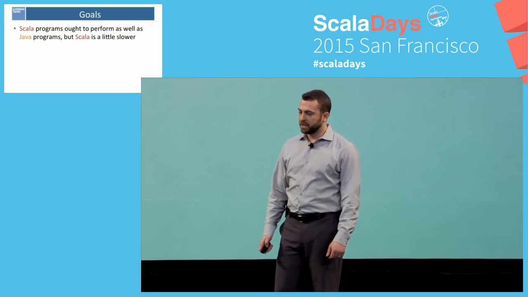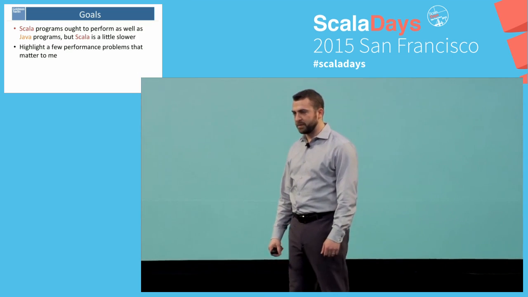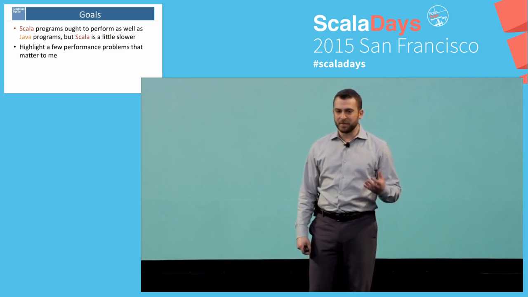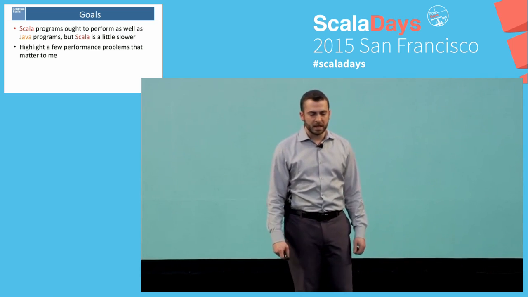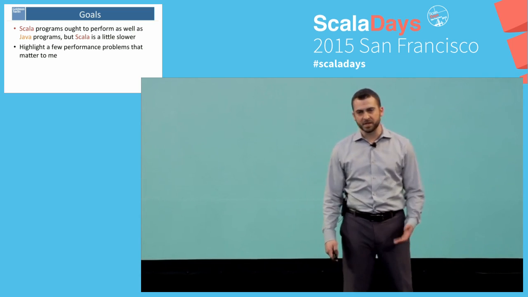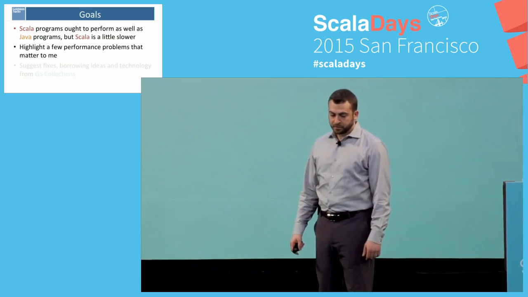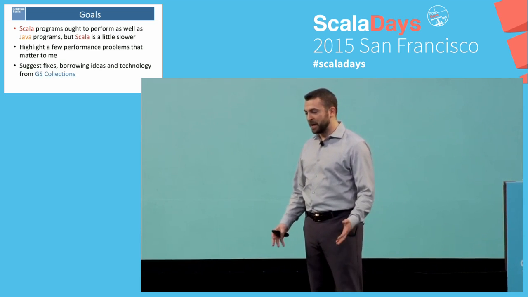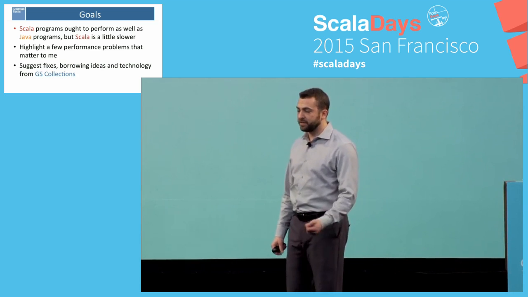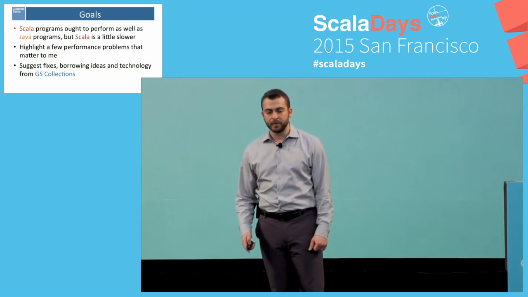So my goal here is to highlight a few performance problems. I've seen other Scala talks about performance problems. These aren't necessarily the most important, but they do matter to me. And the focus here is also specifically on collections as opposed to the compiler. And I'm not just going to complain about them. I want to suggest fixes where possible and borrow ideas and technology from JS Collections where it's applicable.